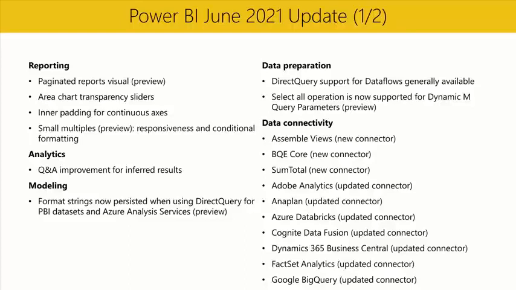In the Data Connectivity section, we have a variety of new and updated connectors this month. First, we're excited to announce the release of the Assemble Views connector in Power BI Desktop. The Assemble Views Power Query connector allows users to extract building information model data from the cloud in pre-packaged datasets. Once imported into Power BI, users can employ these views using the analytics tools available to create complex workflows and reports.